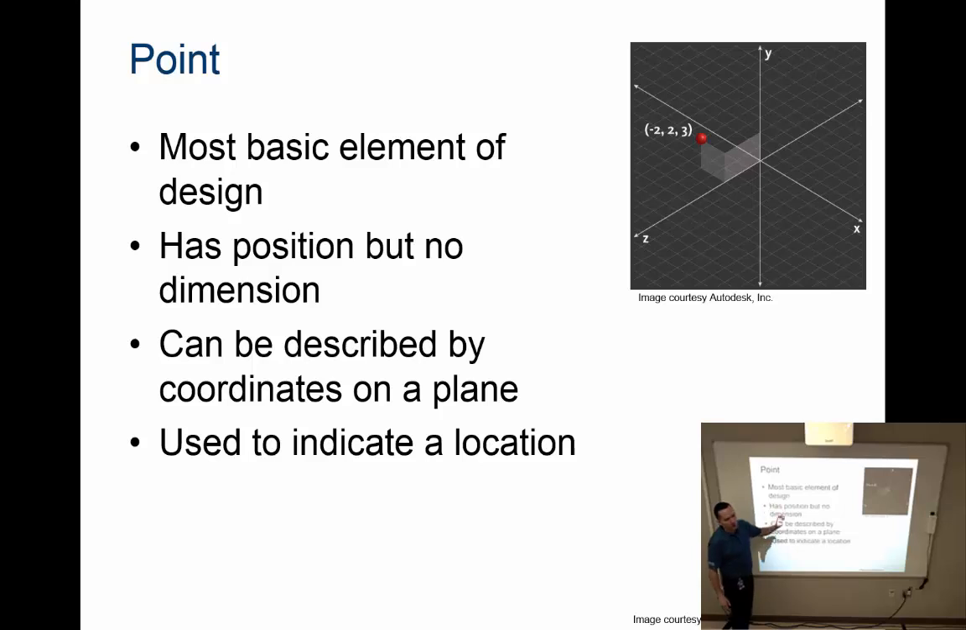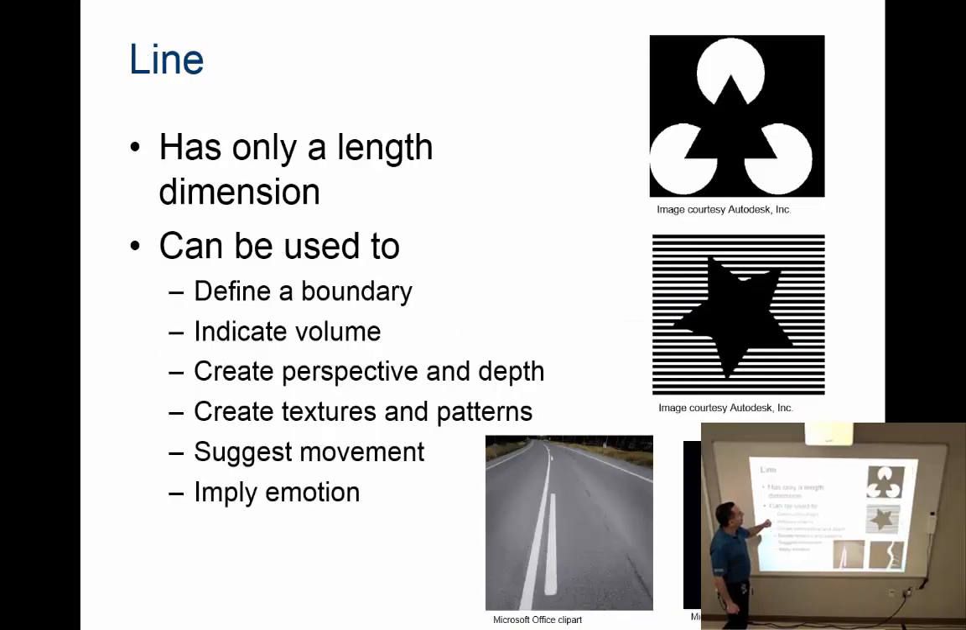The point is going to be the most basic of elements, has position but no dimension, and can be described by coordinates on a plane. So if we think about the way that we sketch in Inventor, we use points for the placement of holes. We use points to mark the corners for, let's say, rectangles and stuff like that in the way that we sketch, and it is shown on a coordinate system. So most designed objects aren't necessarily going to show points as a key feature, but it does exist. It's something that you should be aware of.